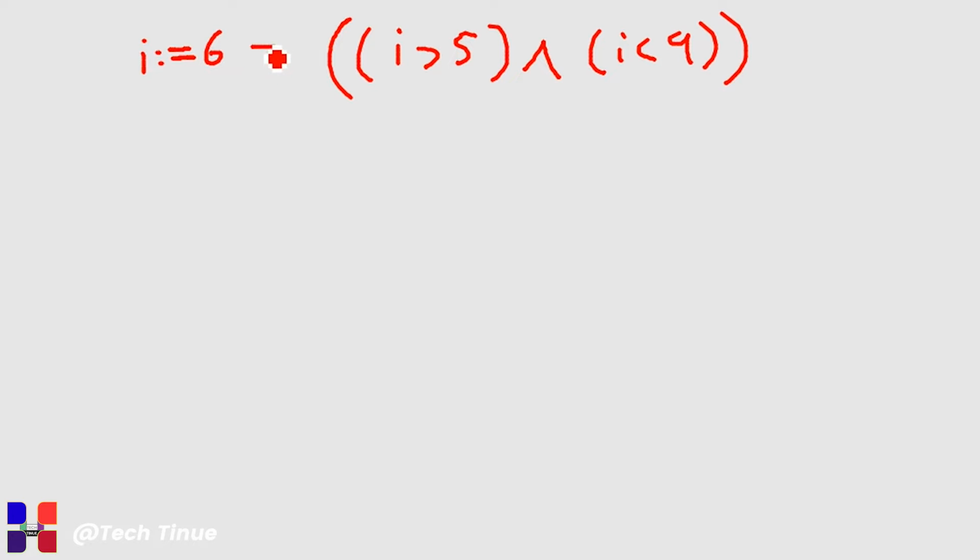Imagine we have this statement: I is greater than 5 and I is smaller than 9, which is basically a statement. I hope you understand what is written here. And we can, for example, put in the front, sorry, this is an assignment, 6. And now we have a logical statement.